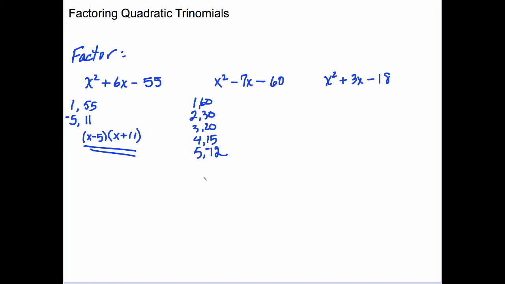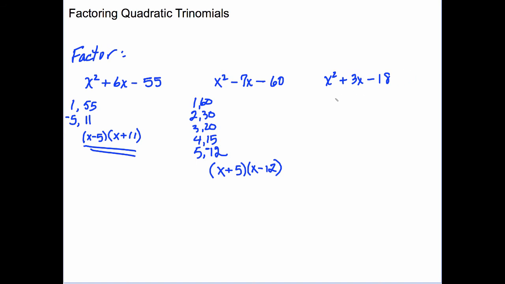If we make the 12 negative, then 5 times negative 12 is negative 60, and 5 plus negative 12 is negative 7. So those would be our factors, x plus 5 and x minus 12.